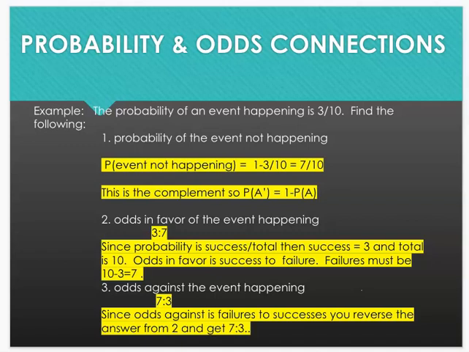The odds against the event happening are the reverse of that, so 7 to 3. And how you would find that is, remember, you still have to calculate the number of failures. And if you know the number of successes is 3 and the total is 10, the number of failures must be 7. So 7 to 3 is the odds against.